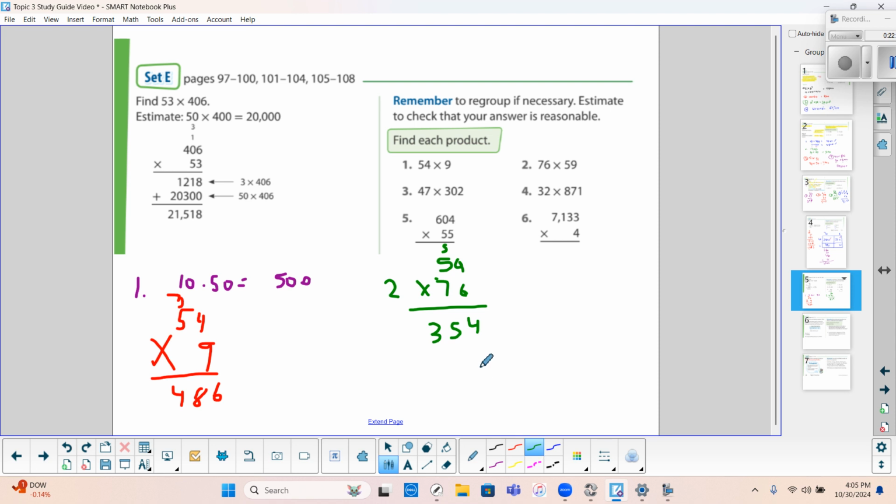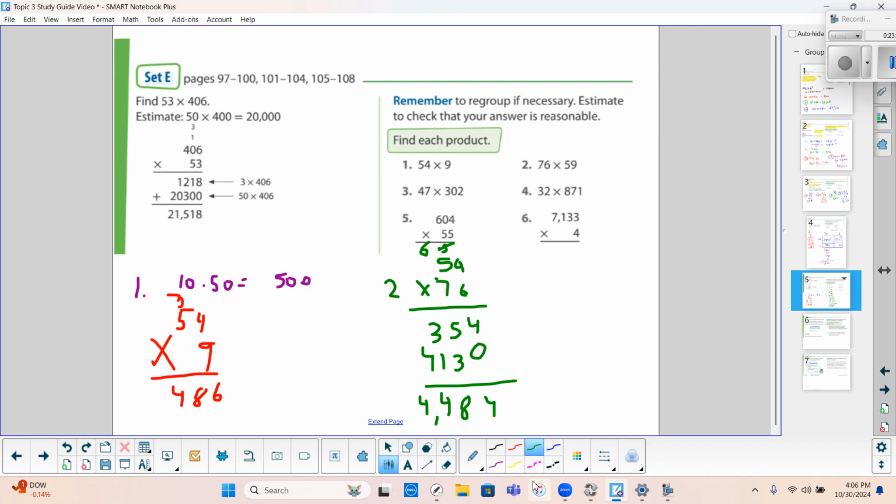All right, next line, we start with a place value 0. 7 times 9 is 63, so I put a 3 there, 6 up there. 7 times 5 is 35, plus 6. 35 plus 6 is 41. Add them together, you get 4, you get 8, you get 4, you get 4. So 4,484. All right.